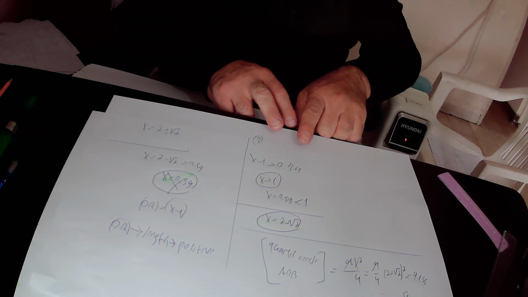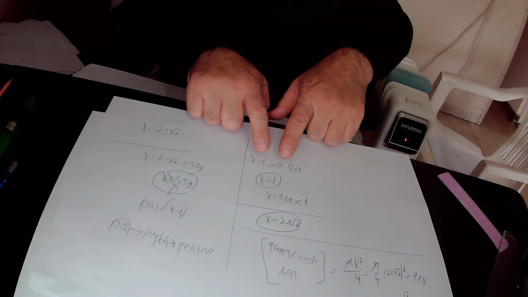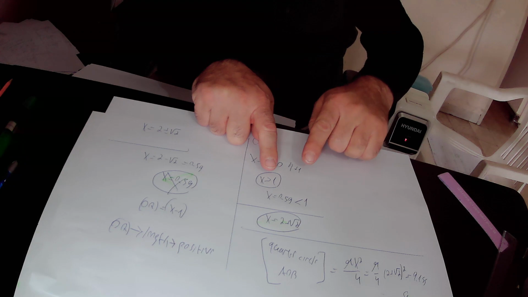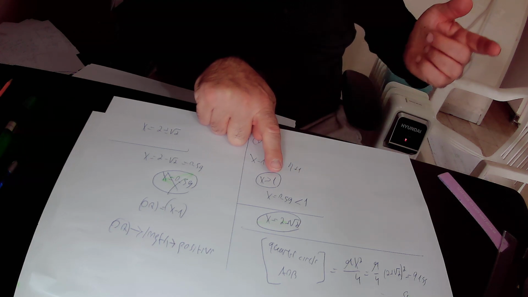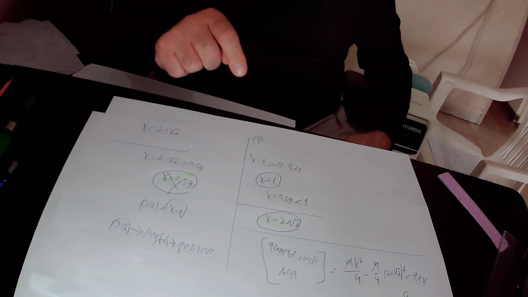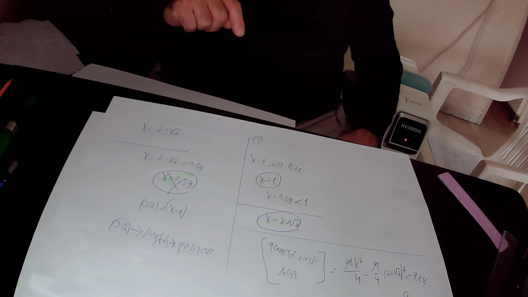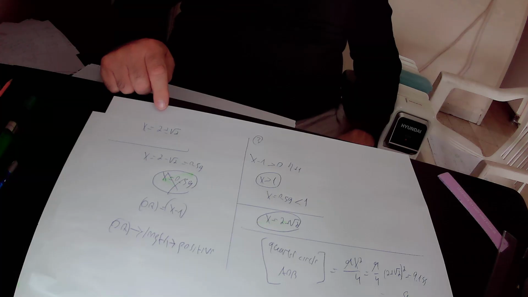Here we added 1 to this inequality, and we found out that x must be greater than 1. If x must be greater than 1, x can never be equal to 0.59, that is less than 1. So we cancel the first solution for x, and take into account only the second solution for x. And the second solution for x is as follows.